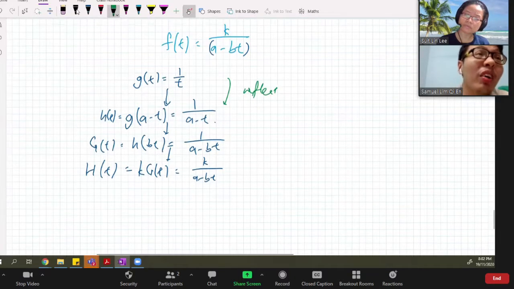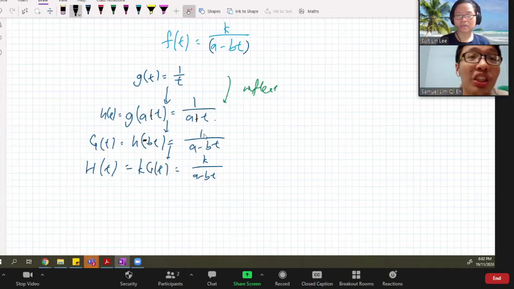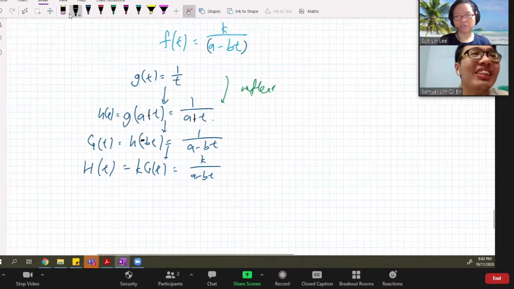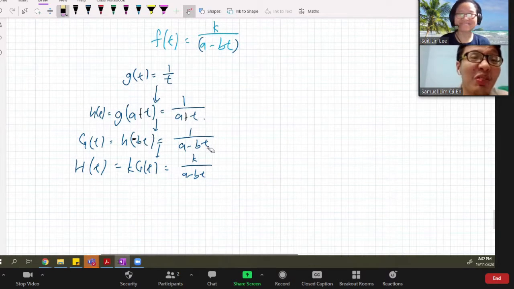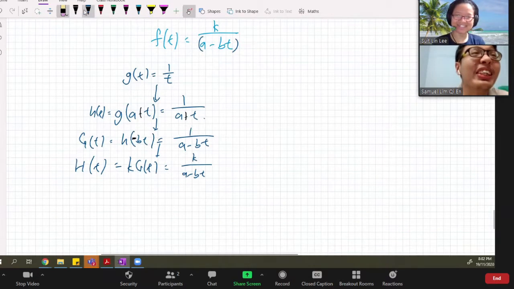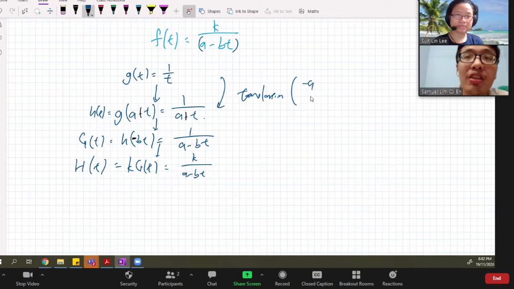You know what? I'm not going to care about reflection. I'm going to do plus here first. I'm going to put negative here just to cheat. So we can cheat here. I just put negative here, negative b. So here is a translation. This translation is negative a.